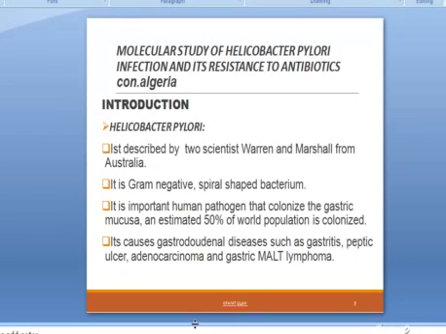Introduction. Helicobacter pylori, first described by two scientists named Warren and Marshall from Australia, is a gram-negative spiral-shaped bacterium. It is an important human pathogen that colonizes the gastric mucosa, and an estimated 50% of the world population is colonized. It causes gastroduodenal diseases such as gastritis, peptic ulcer, adenocarcinoma, and gastric MALT lymphoma.